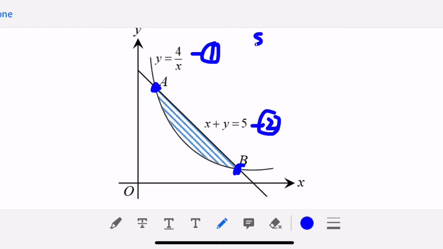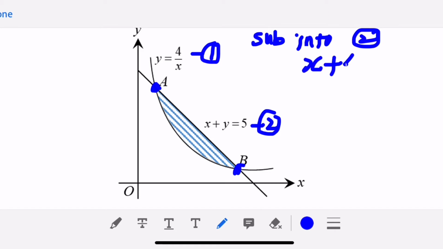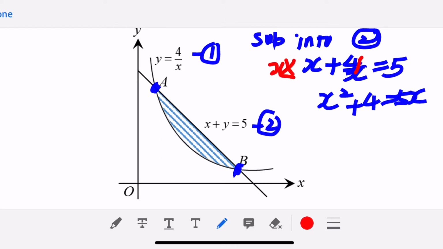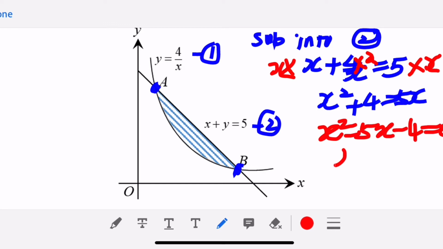So we sub 1 into 2. Substitute 1 into 2, so it will be x plus 4 over x equal to 5. Then we times the x, so x squared plus 4 equal to 5x. That is how you cancel out the denominator. You times the x here, times the x here, times the x here. Be very careful. So x squared minus 5x plus 4 equals 0, and then you factorize to get the point of intersection.